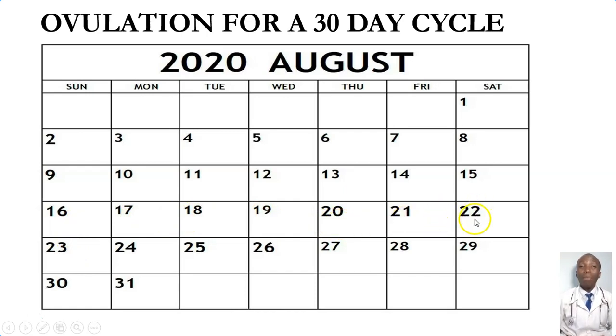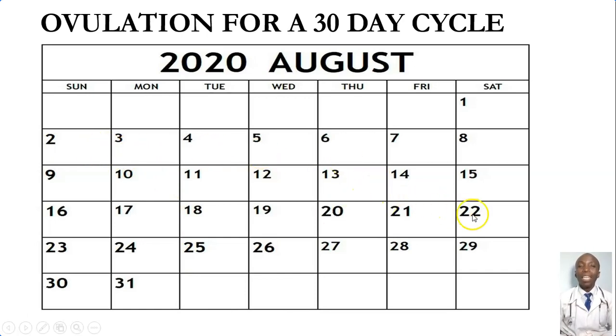So still your date of ovulation is going to be on Saturday 22nd, assuming you started seeing your periods on 9th. Your date of ovulation is 22nd, which is actually on Saturday. So what we have to learn from today's lesson is that you simply have to begin counting from the first day when you see your periods, and then count 14 days.